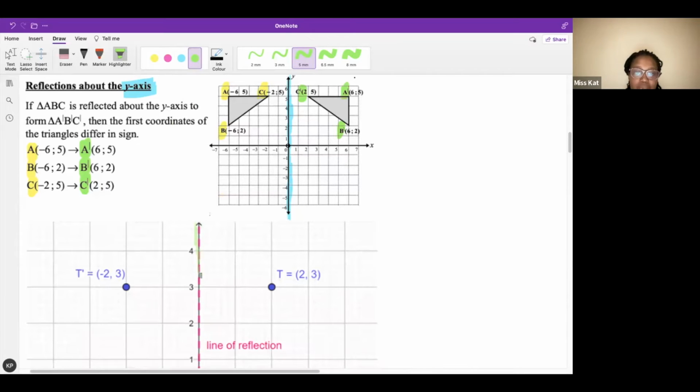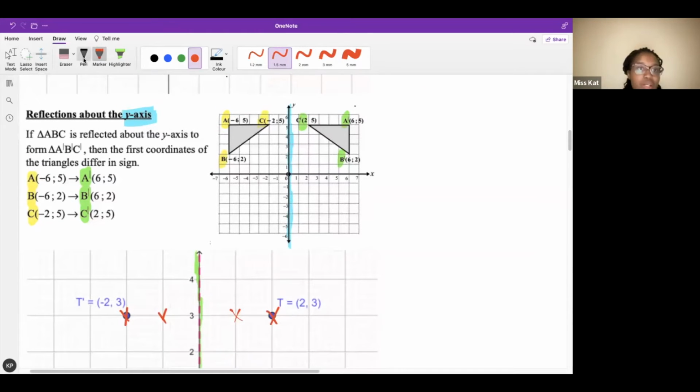If my mirror is here, then T is 1, 2 units away from the mirror, and therefore T prime has to be 1, 2 away from the mirror. This is transformations. Okay.